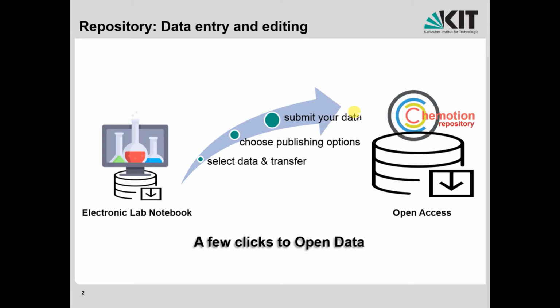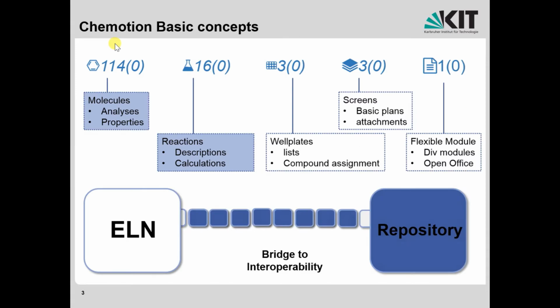The process in the repository includes the choice of publishing options and authors, as well as the choice of a suitable license. And after submission, the data is reviewed and published. The aim here is to offer a fast process for well-structured data, which is enabled by the ELN, where the scientists manage their data anyhow.